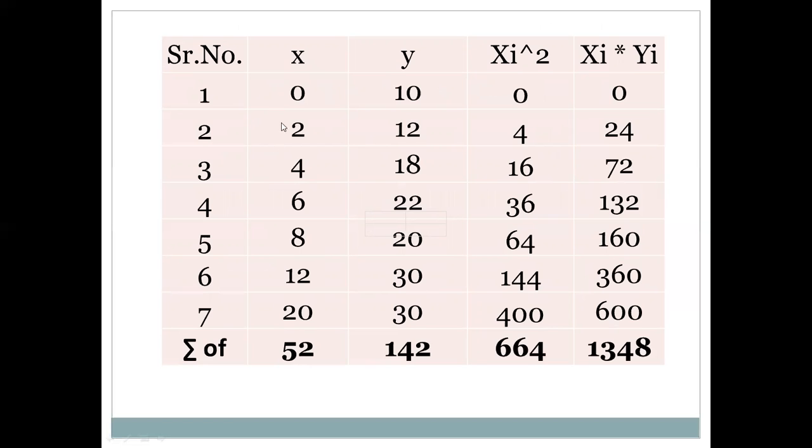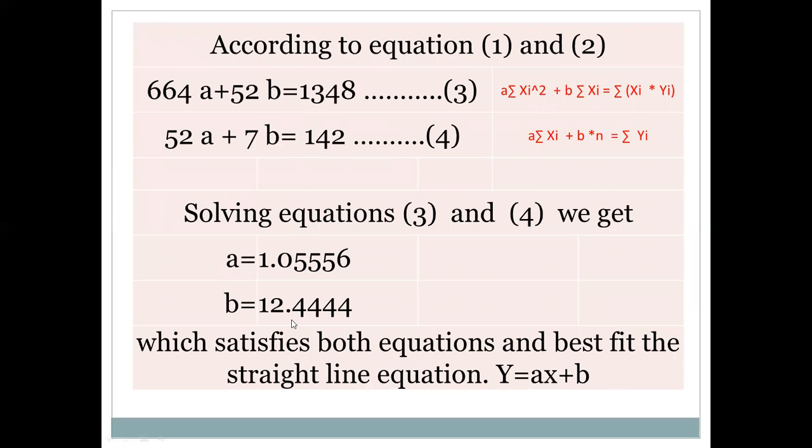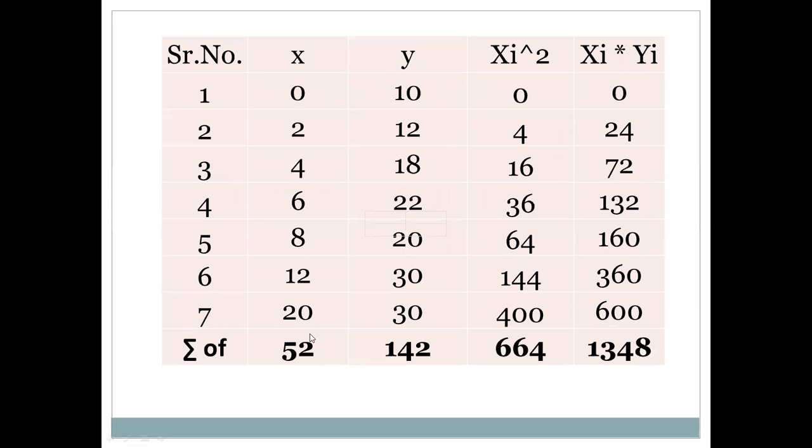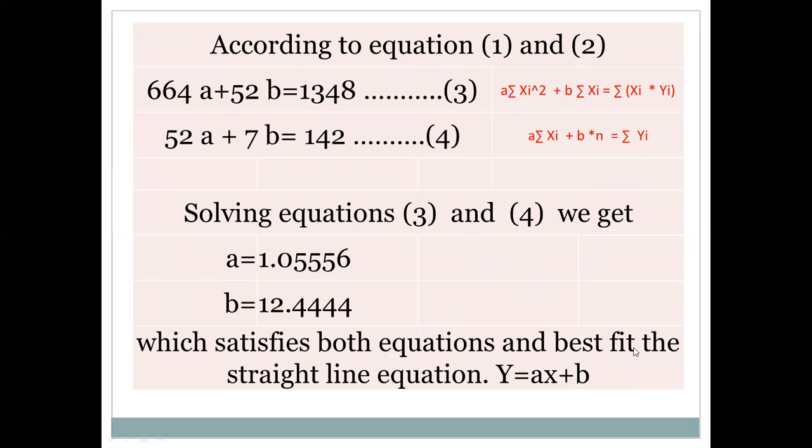So for the 7 data points, sum of xi is 52, sum of yi is 142, sum of xi square is 664, and sum of xi yi is 1340. So here we get the sum of all these values. Now putting all these sum values in the given equations, equation 1 and 2, written here in the red letters.